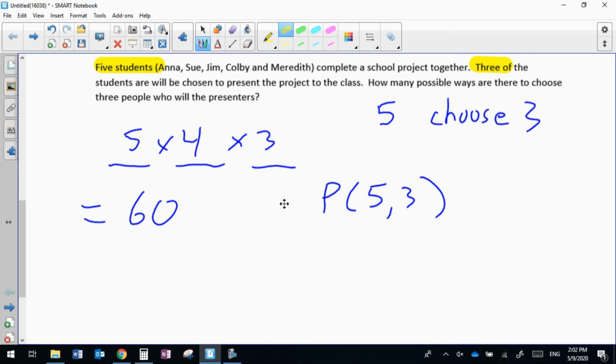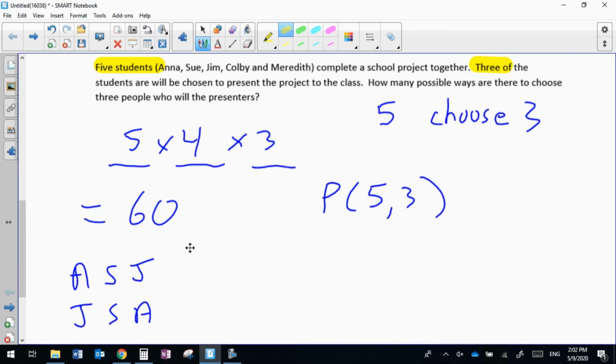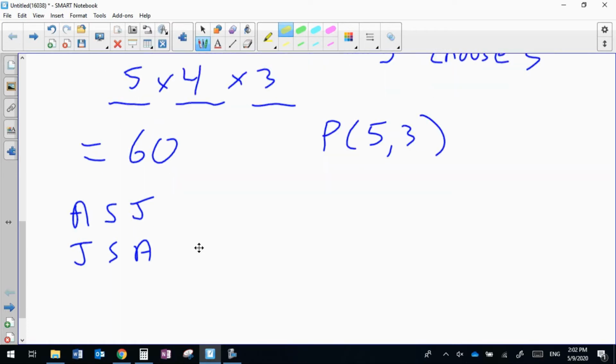So imagine we pick, say, Anna, Sue, and Jim. I'm just going to say A, S, and J. Suppose that's one of our presenters. Well, according to the 60 possibilities, this is another possibility: J, S, and A. Jim, Sue, and Anna. I'm going to stop calling them by names and just use letters. And another possibility is S, A, J.